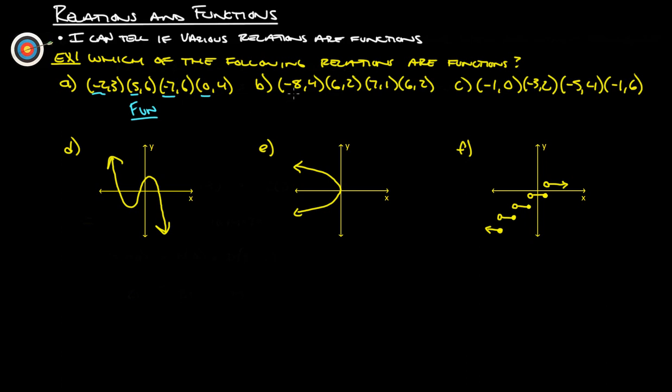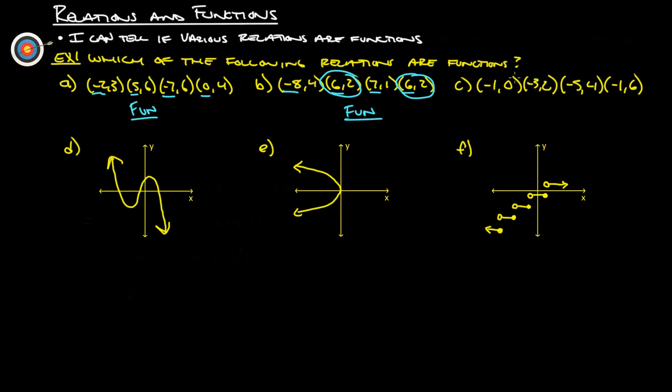Okay, for this one here, -8, 6, 7, and 6. Aha, this has a 6 in the x spot, and this has a 6 in the x spot. Now if you'll notice, the y is actually the same, so as long as the x has the same y, this is still a function. If these two y's were not the same, then it would not be a function.